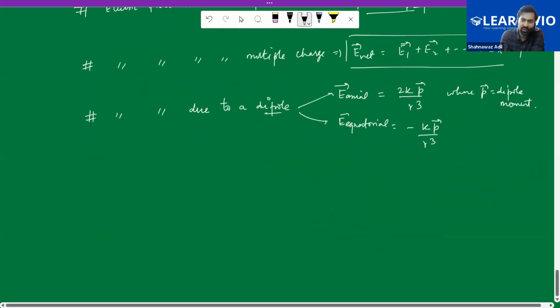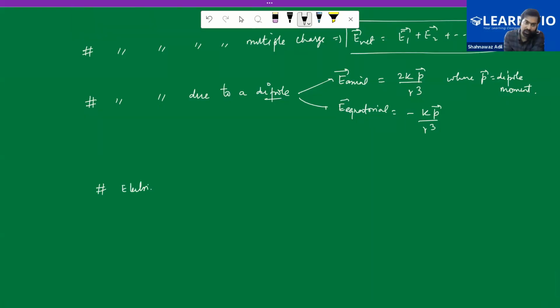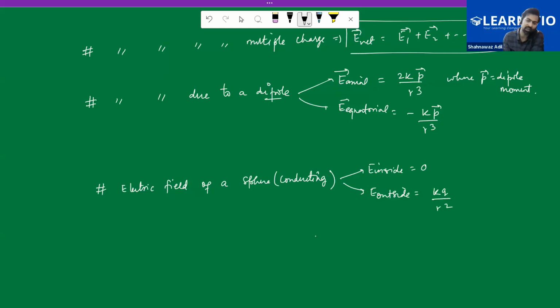And then we have also talked about the electric field of a sphere. And this is a conducting sphere. So this will have two components. One would be E inside, this is 0, and then you have E outside. So this is kq by r square, where r is the distance. So these are the things that we have studied.